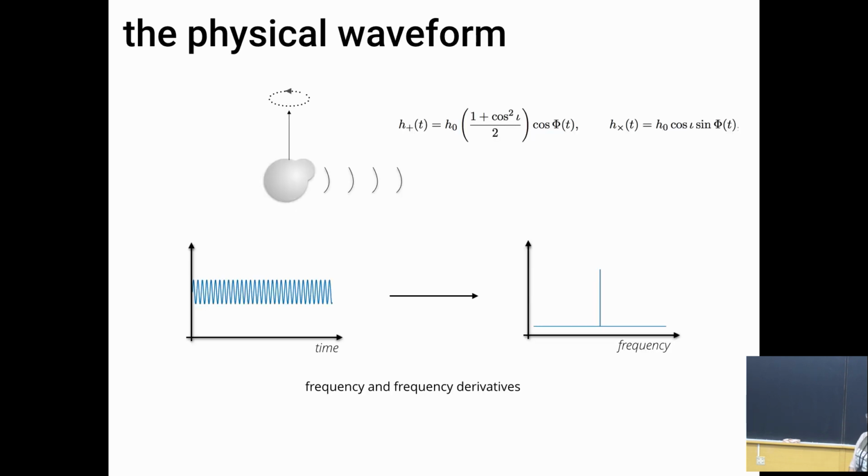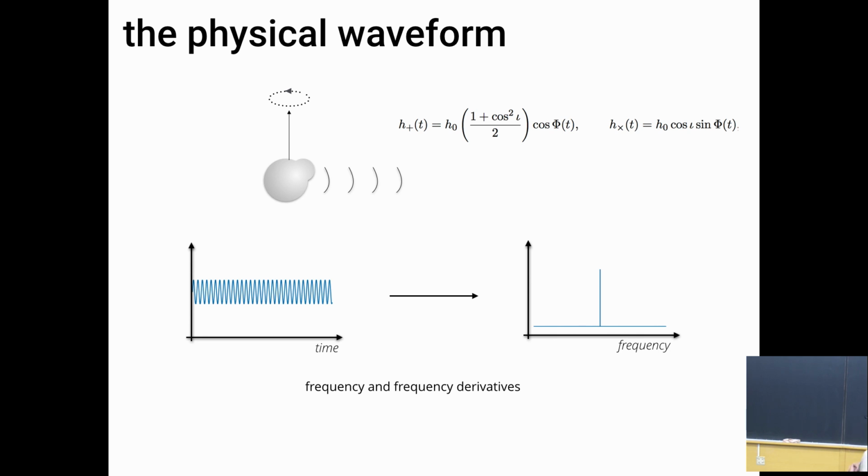So the physical waveform at the source is pretty straightforward. It is sinusoidal, and it can simply be defined by its frequency, so how fast it's spinning, and the frequency derivative, so how much it's slowing down, right? Because all these things are slowing down over time. So yep, the waveform at the source is relatively straightforward.